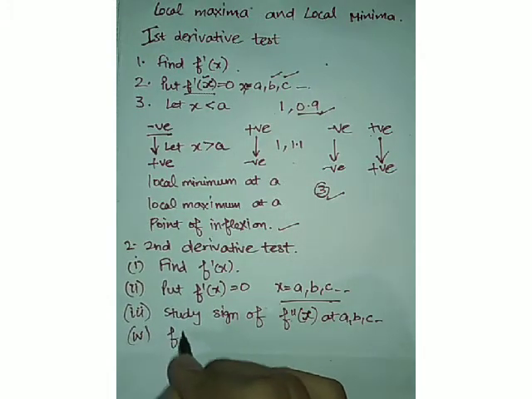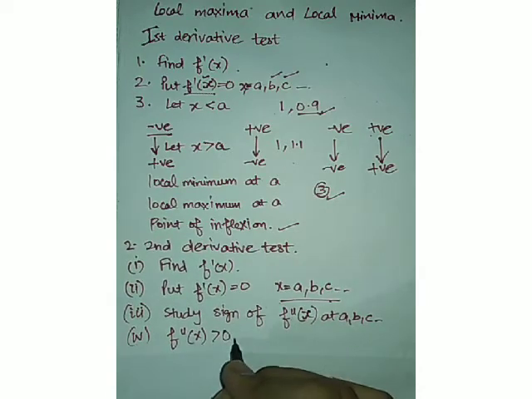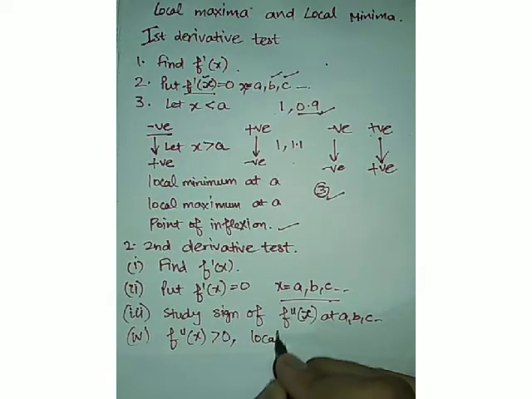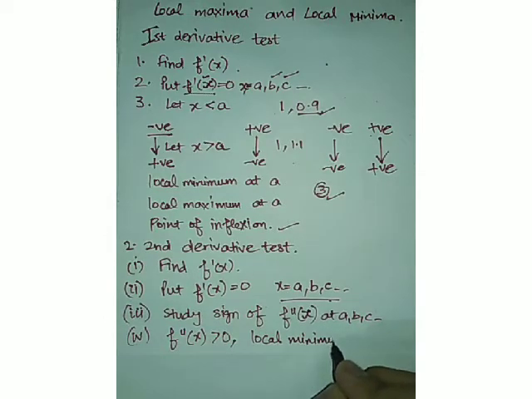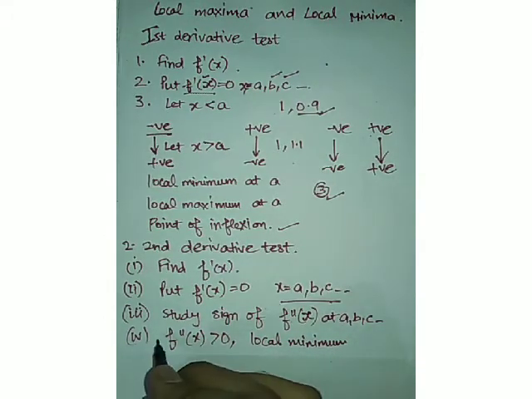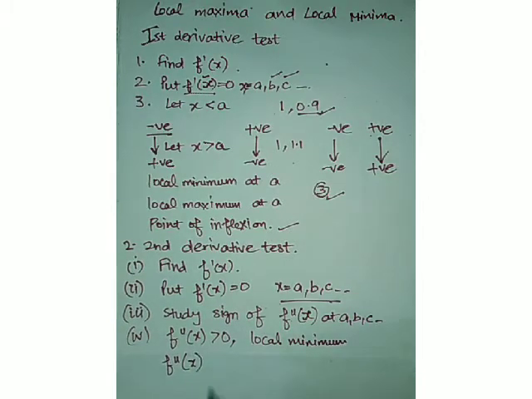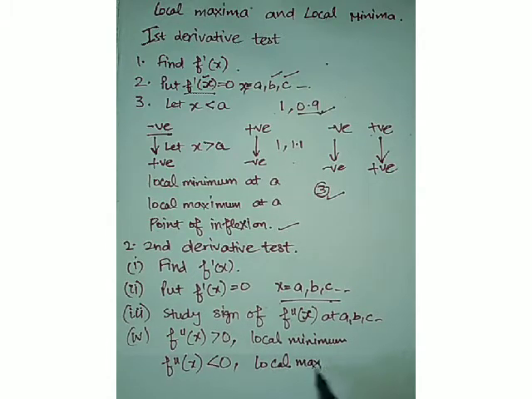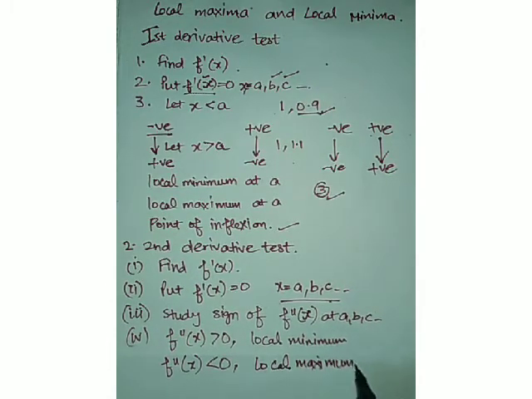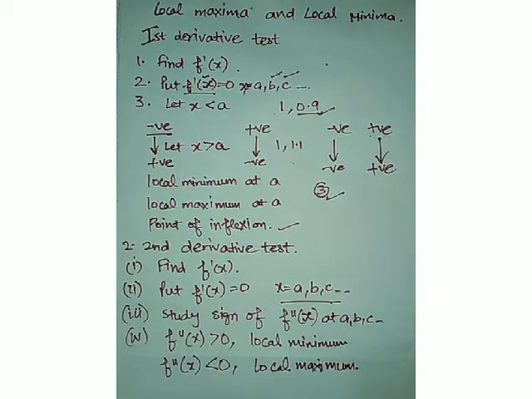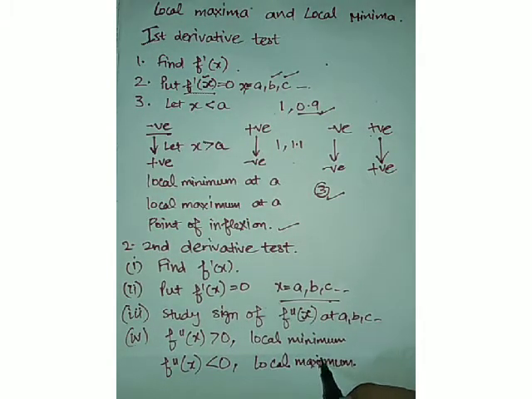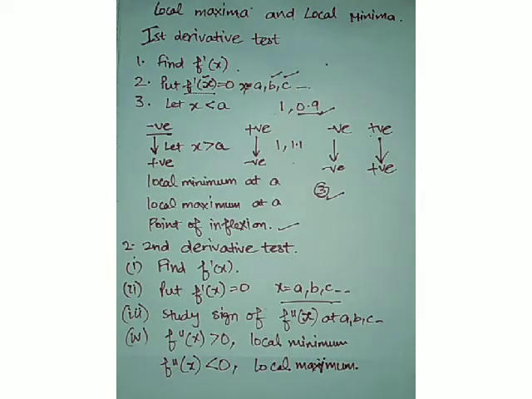If f double dash x comes out greater than 0, then it has a local minimum. It's kind of the opposite thing. And if f double dash x comes out less than 0, then of course it's a local maximum. Now, if f double dash x equals 0, then the second derivative test fails in that case, and we have to apply the first derivative test again.